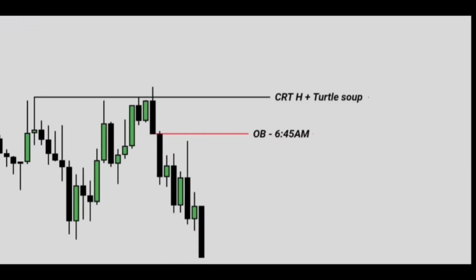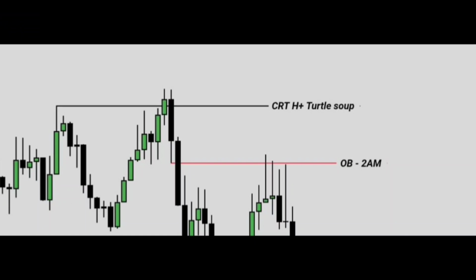Now let's move on. This is another example that you can see here. The market took out the previous high, which is a CRT high, and there was a sweep below the candle that took out the high, which happened at the 2 a.m. key time. As you can see, the setup was valid. The market retested that order block before going down.